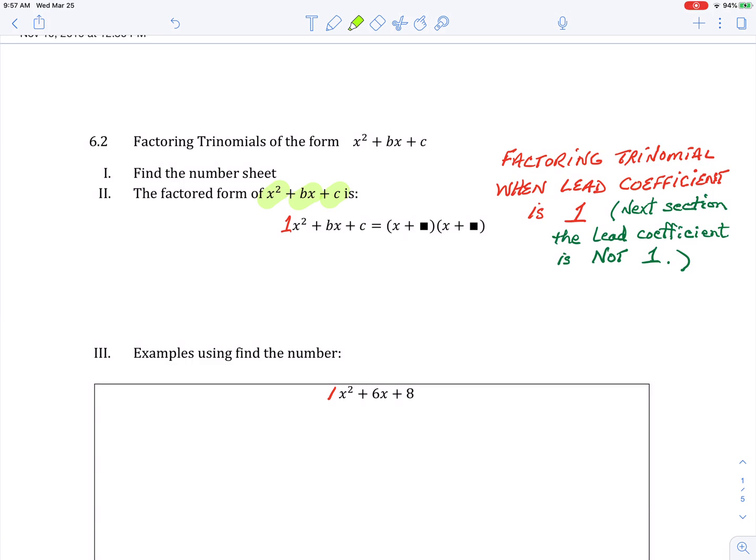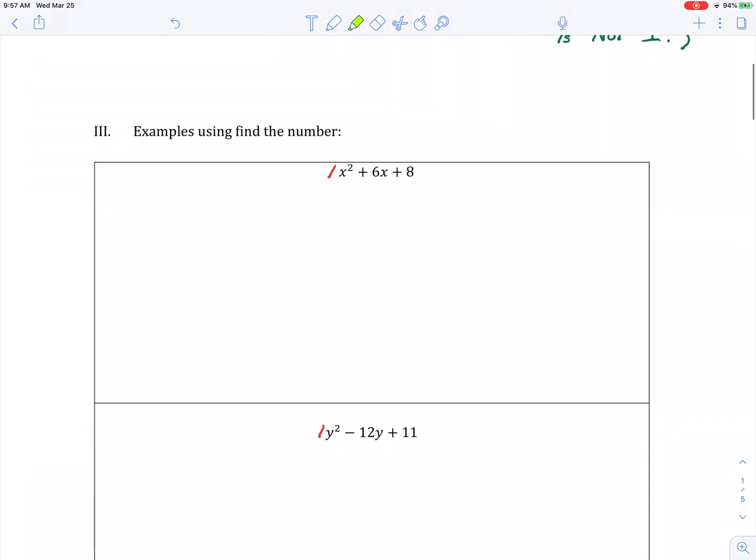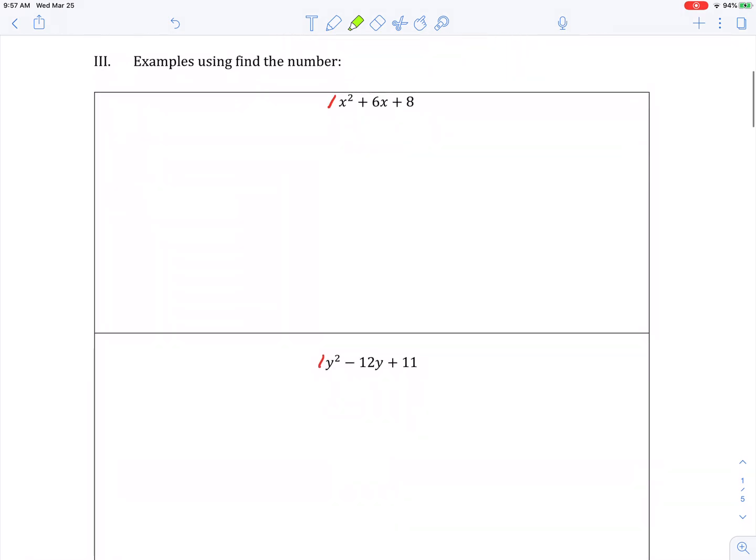So what we're going to be doing is taking these trinomials and breaking them down into two binomials if they can be factored. So here's the process that you want to go through. Here's our first example, x squared plus 6x plus 8.